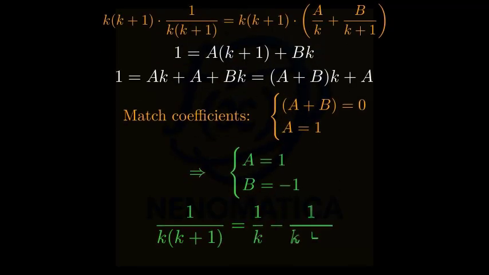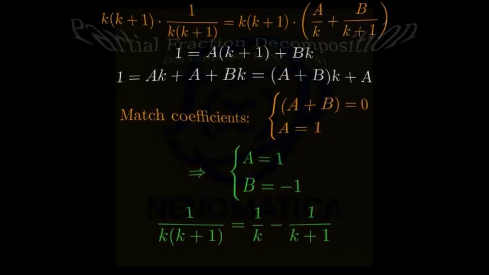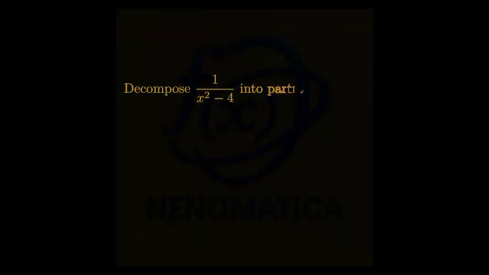Substitute a equals 1, and b equals negative 1 back into our assumed form. We obtain 1 over k times k plus 1 equals 1 over k minus 1 over k plus 1. We will factor the denominator, set up constants a and b, clear denominators, equate coefficients, solve for a and b, and substitute back to get the final result.